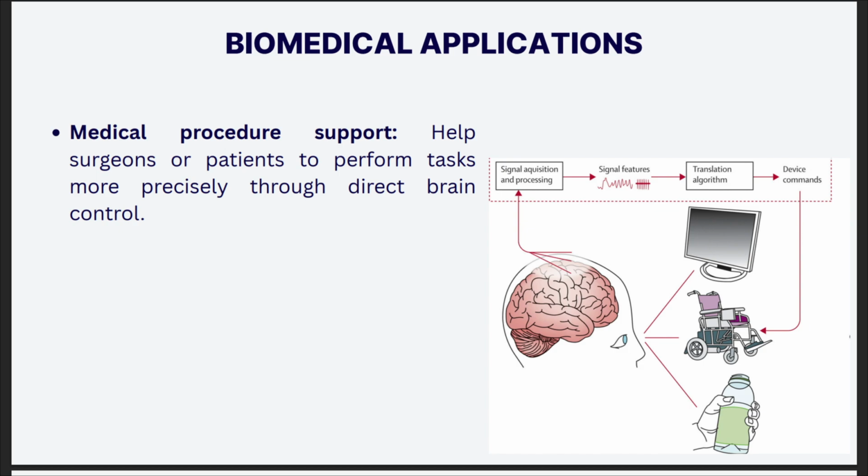Kushal, yeah, thank you. In this figure, the brain generates electrical signals that are captured by sensors. These signals go through signal acquisition and processing to remove noise and highlight useful information. Important signal features are extracted. A translation algorithm converts these features into understandable commands. Finally, these commands control external devices such as a computer for communication, a wheelchair for mobility, or a robotic arm for daily tasks. Now, Ilma will continue further.